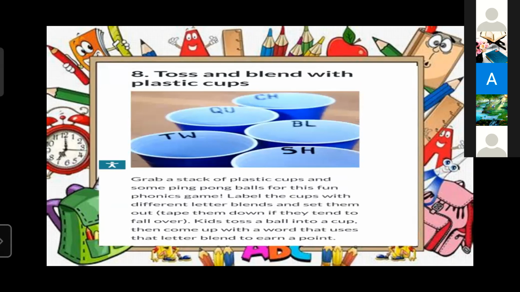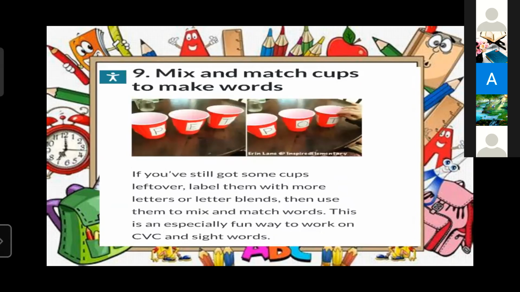So here is toss and blend with plastic cups. They bring a ping pong ball and they throw it in the correct sound. And here is another game, also with plastic cups, to put different sounds on the cups and ask them to mix and match the cups to make words. It's like word formation. For example, you write A, T, and you ask them to form some words. They can form an, at, mat, hat, cap, and so on.